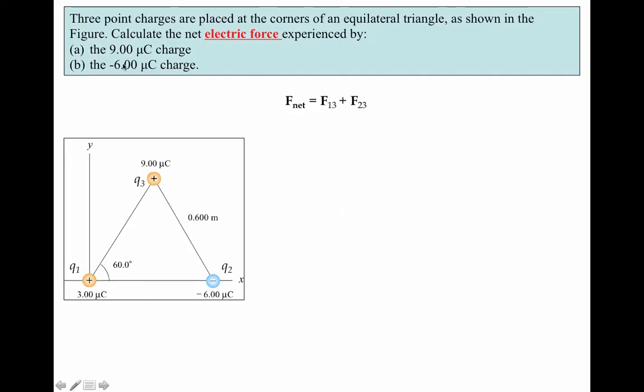If we look at the first problem, I'm just going to do part A, and part B will be very similar. You have 3 charges located at the corners of an equilateral triangle, so that means these sides are the same. As shown, you're asked to calculate the force on the 9 microcoulomb charge, so on Q3. For simplicity, I call these Q1, Q2 and Q3.